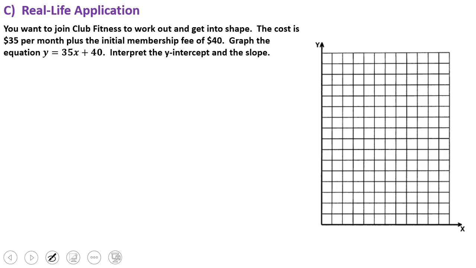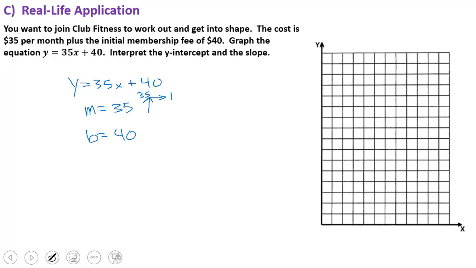Well, let's first take a look at our equation. y equals 35x plus 40. We can identify the slope. We know the slope is 35, which means it rises 35 and runs 1. And then the intercept in our y equals mx plus b form is 40.